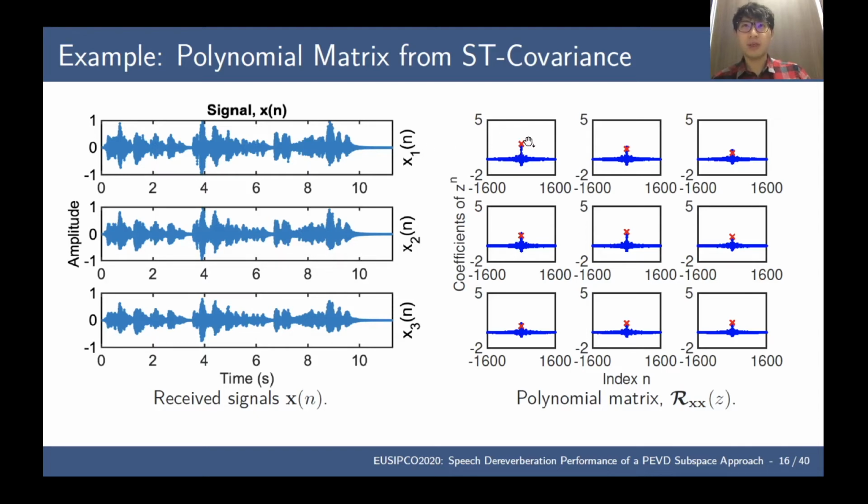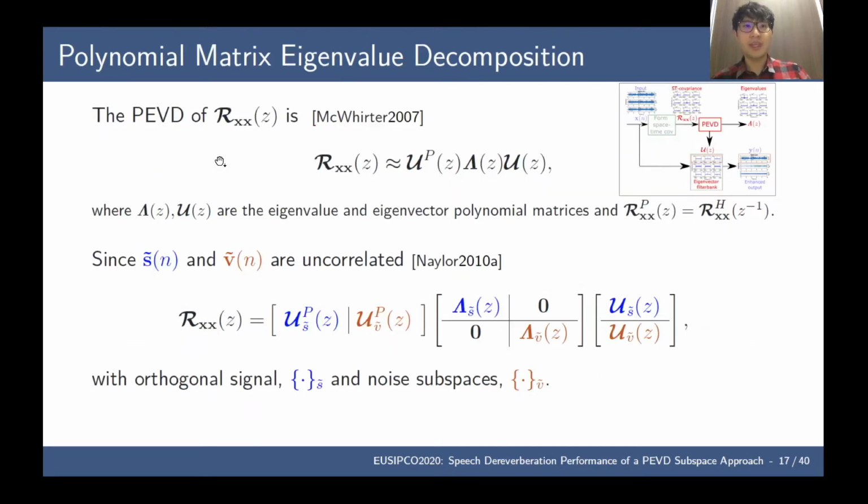By computing the correlation between sensor pairs across all lags, we get a polynomial matrix with the auto-correlation terms on the diagonal and cross-correlation terms on the off-diagonals. The polynomial EVD of Rxx is the following, where capital Lambda and capital U are the eigenvalue and eigenvector polynomial matrices respectively. The superscript P denotes the para-Hermitian operator that involves the Hermitian transpose followed by a time reversal operation.